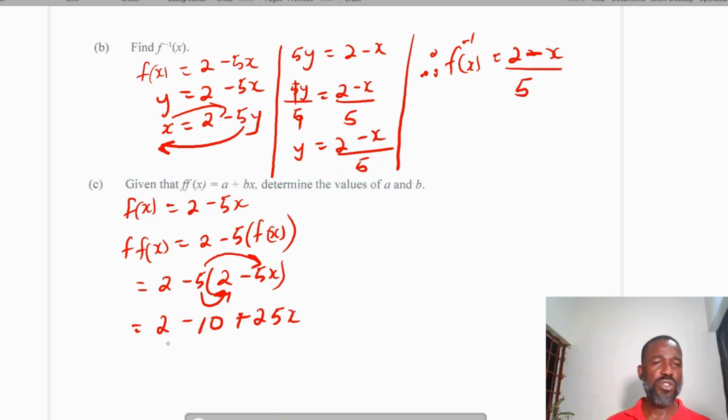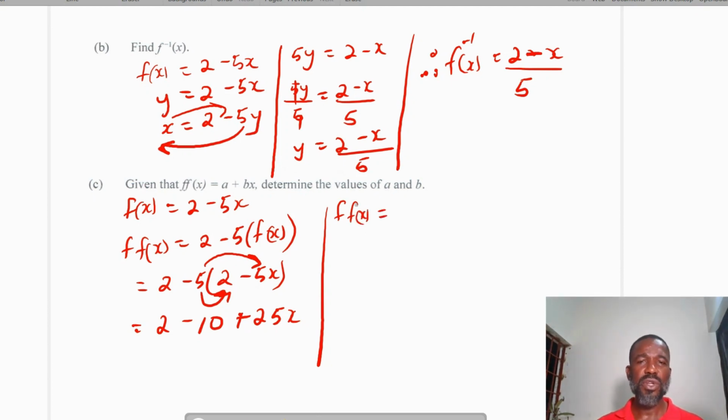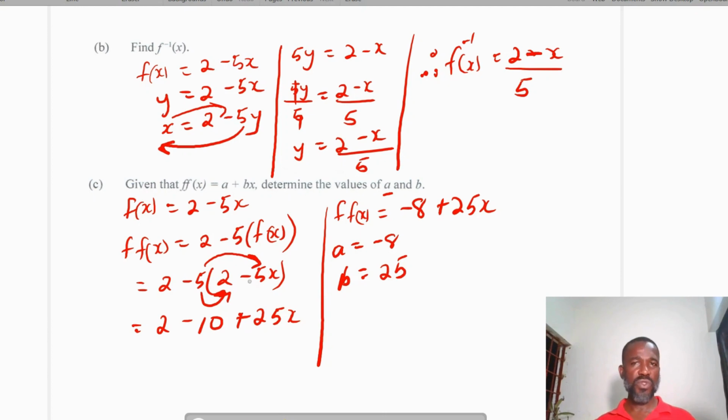Then we simplify. So f of f of x is equal to 2 minus 10, which will give us negative 8, and since there is nothing else to subtract or add the x to, we're going to get 25x. Okay, therefore, what can we conclude? We can conclude that a is equal to negative 8 because a is a constant here, and b, which is equal to the coefficient of x, is equal to 25. And that's how we would go about doing a question like this.